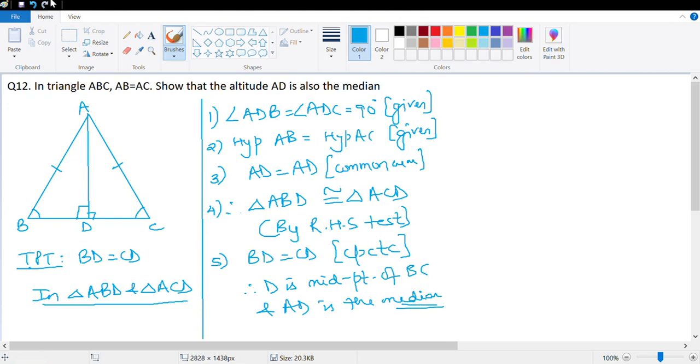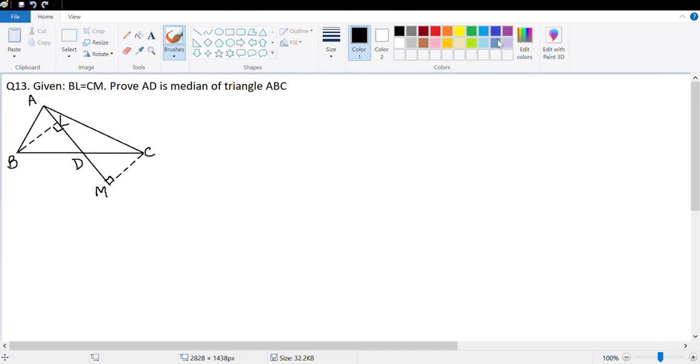Let's look at the last homework question, which was given for this chapter, or for this exercise rather, which is question number 13. So given BL is equal to CM, prove AD is the median of triangle ABC. So if we need to prove that AD is the median, basically what we need to show is BD and CD are equal, because that's when D would be the midpoint of BC. So what we need to prove is BD is equal to CD. That will help us prove that D is the midpoint, which means that AD is the median.